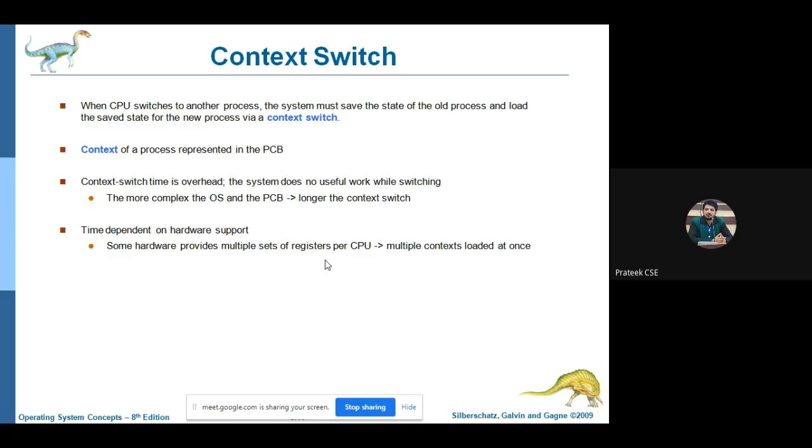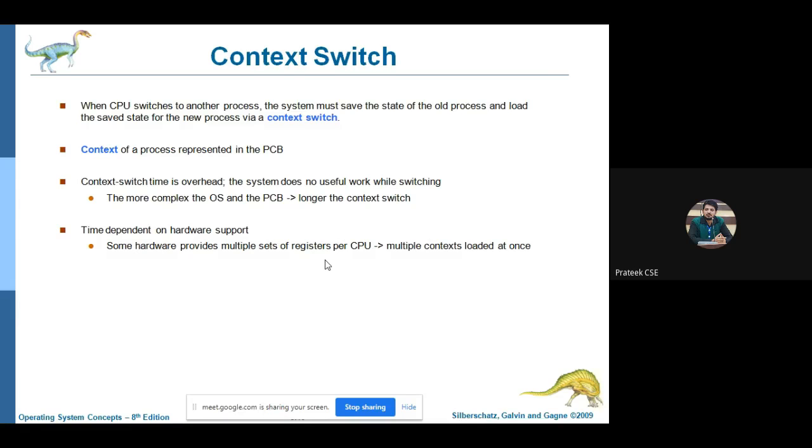So basically, what do we call context? Context is what we call the attributes of a process, which are contained in what? The process control block. So a process control block consists of all the attributes, all the related information such as process state, process unique ID, the list of registers, the list of open files. So all these are known as the context of a process.